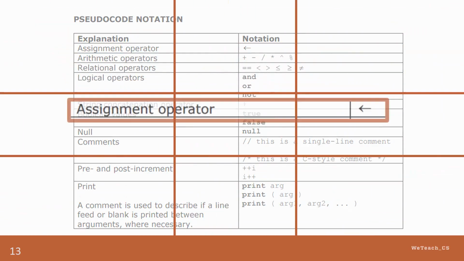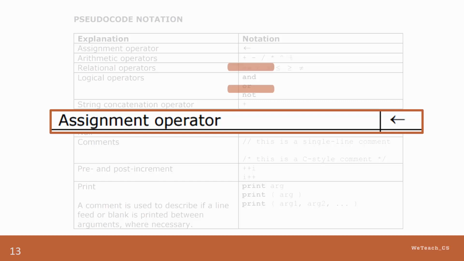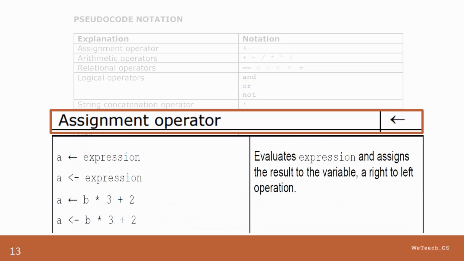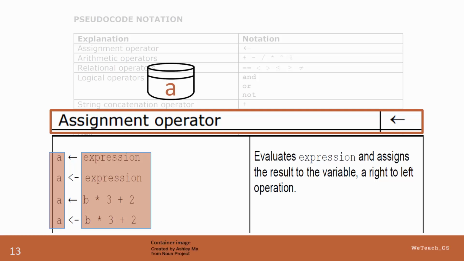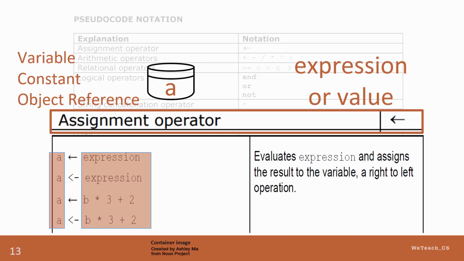The first symbol shown is the assignment operator, which in many languages is the equal sign, but in this system is the left arrow symbol. This is a binary operator, which simply means it takes 2 operands, or things it works with, one thing on the left and a thing on the right. The item on the left is an identifier for a memory container of some sort, like a variable, constant, or object reference. The operator is simply taking the thing or value on the right and dumping it into or assigning it to the container on the left. It is a right-to-left action, which is very important to understand.